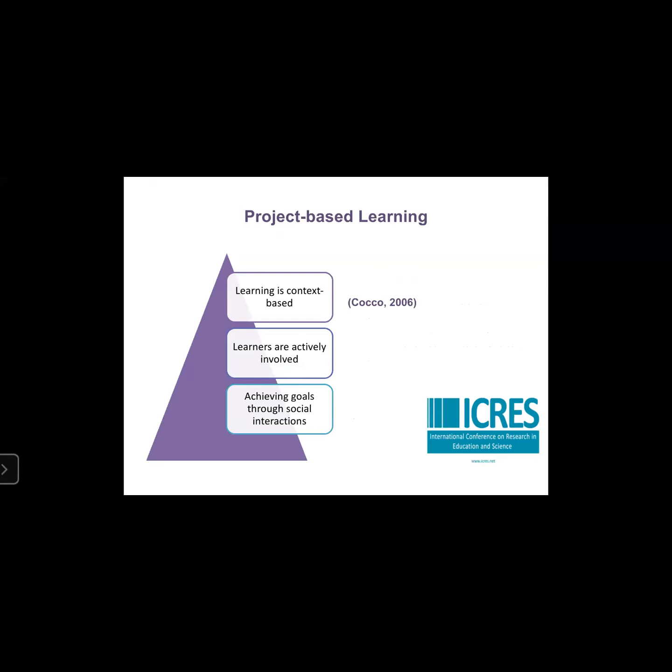So for this study, project-based learning is a learner-centered way of teaching, which is based on constructivist principles. Among those constructivist principles are: learning is context-based, learners are involved actively in the learning process, and learners can achieve their learning goals through social interaction, sharing knowledge and exchanging ideas.